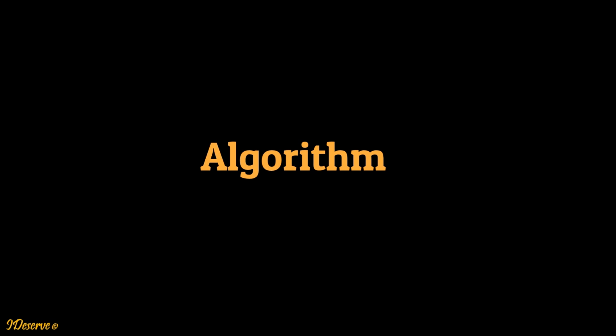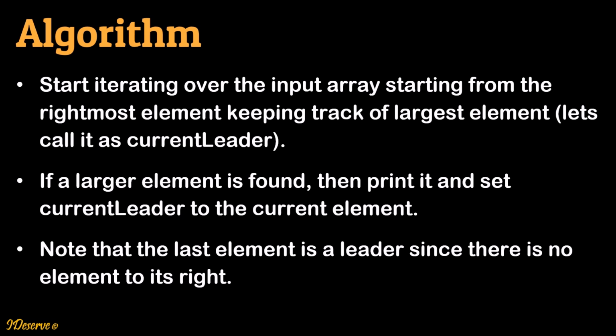Now let's have a look at the algorithm for solving this problem. These steps will be explained in detail with an example in subsequent slides. Do not worry if you do not get it right away. So we start iterating over the input array starting from the rightmost element, keeping track of the largest element. Let's call it currentLeader. If a larger element is found, then print it and set currentLeader to the current element. Note that the last element is a leader since there is no element to its right.